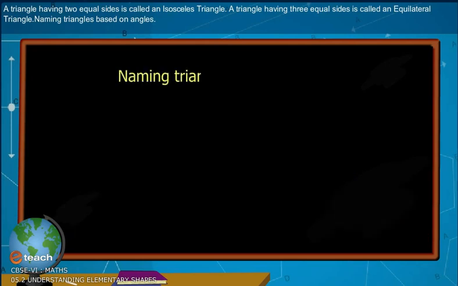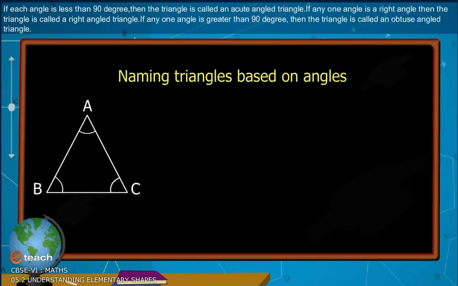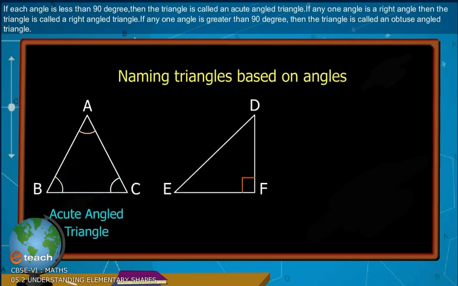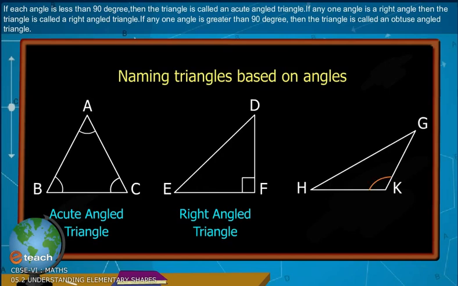Naming triangles based on angles. If each angle is less than 90 degrees, then the triangle is called an acute angle triangle. If any one angle is a right angle, then the triangle is called a right angle triangle. If any one angle is greater than 90 degrees, then the triangle is called an obtuse angle triangle.